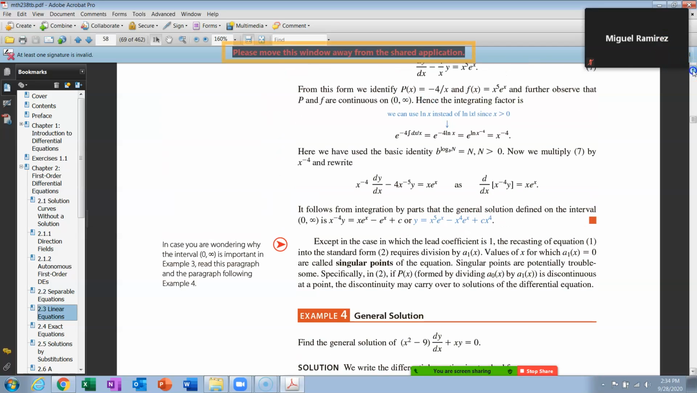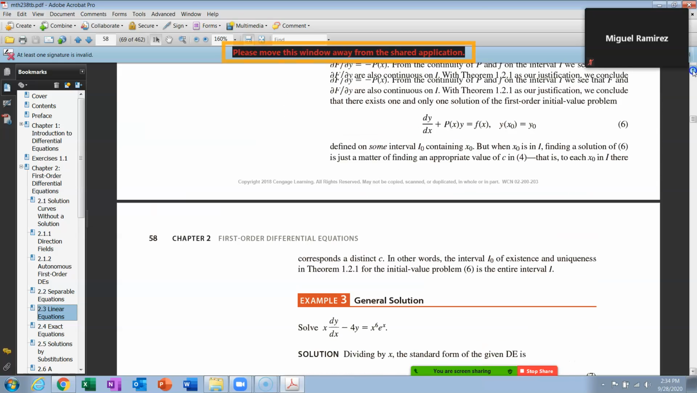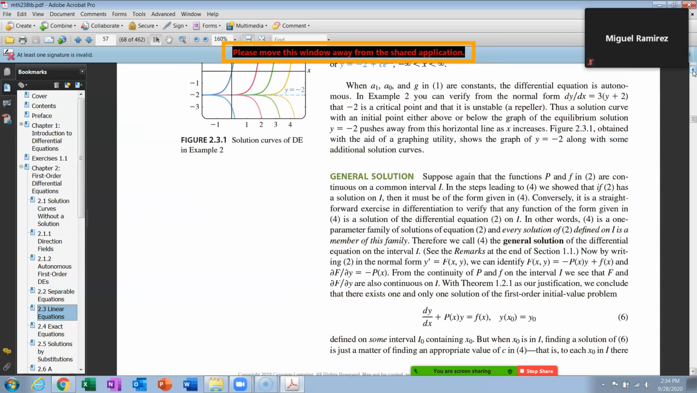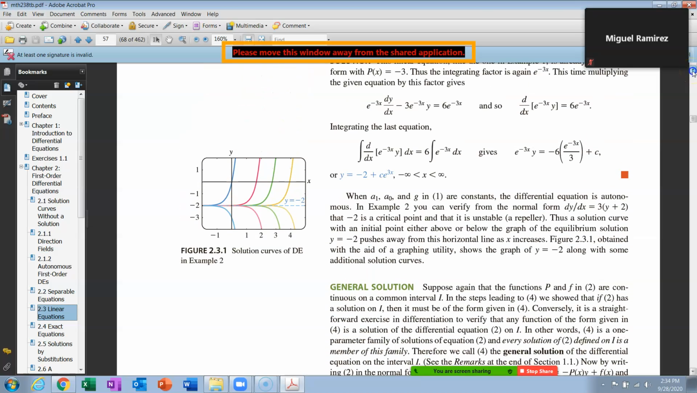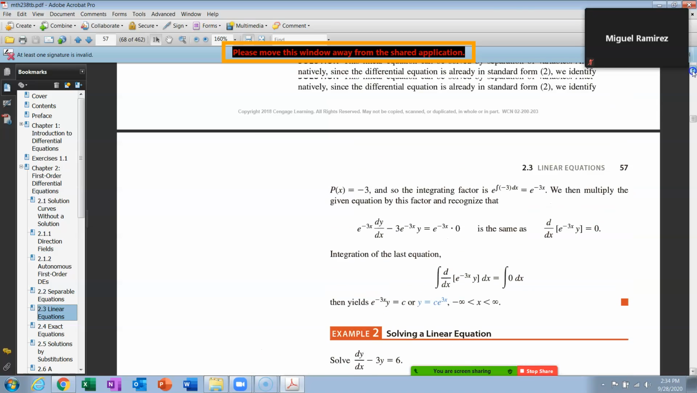Okay, just as a reminder, what do we mean by a linear equation? Here is one representation of a linear equation: dy/dx plus P(x)y is equal to f(x). Now this is the one where you have the coefficient function of 1. Those are fairly easy to deal with. The more general view of a linear equation would be something like this.